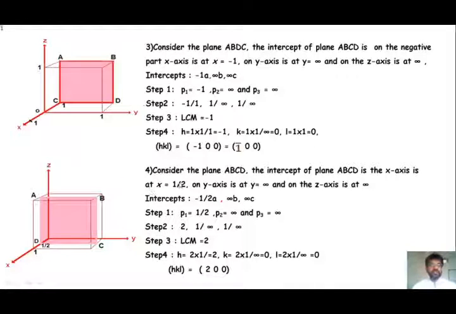Now consider the fourth example. Consider the plane ABCD of this cube. The intercept of this plane ABCD on the x-axis is at 1/2 unit along the x-axis, and similarly here it doesn't intersect the y and the z axis, it intersects them in space. So we take them at infinity. Therefore, we can write the intercepts of this plane as 1/2 a, infinite b and infinite c. Therefore p1 is equal to 1/2, p2 is equal to infinity, p3 is equal to infinity.